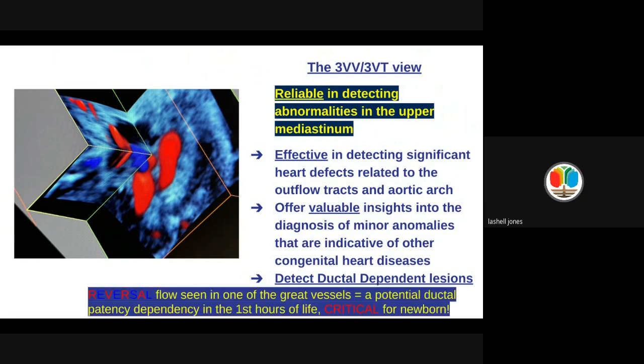And that's it. I do want to point out before we end, reversal flow seen in one of our great vessels, which we saw in the atresias. It's a potential ductal patency dependency in the first hours of life. So it's critical for the newborn. That's why these views are essential for us to pick up. It's life-changing to pick these up prior to delivery.